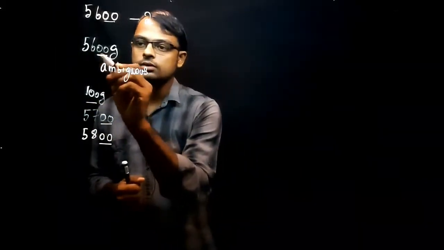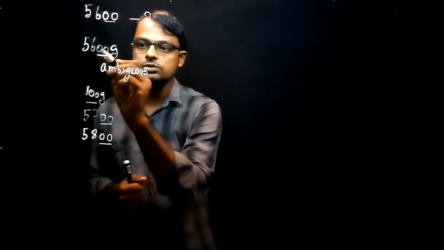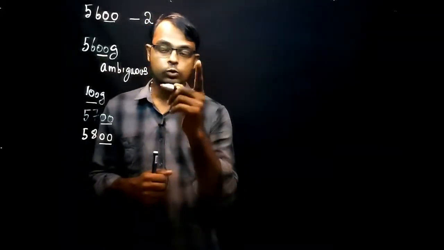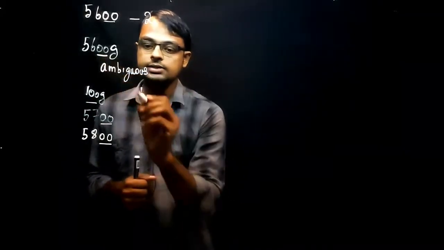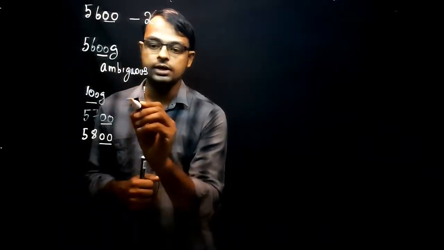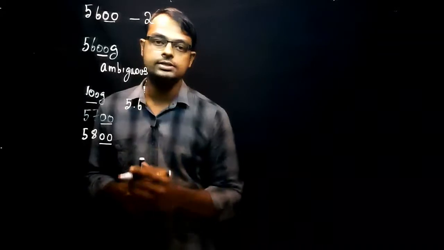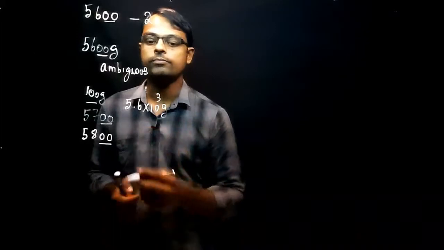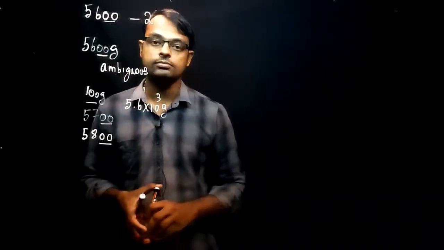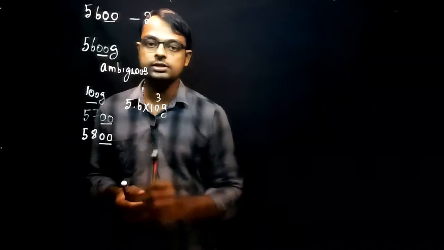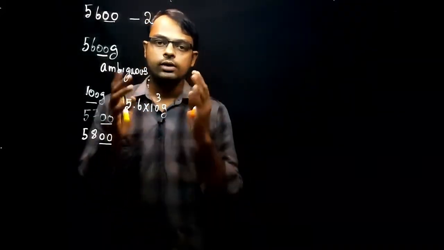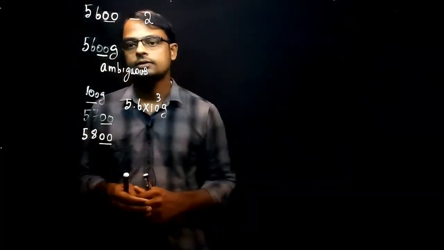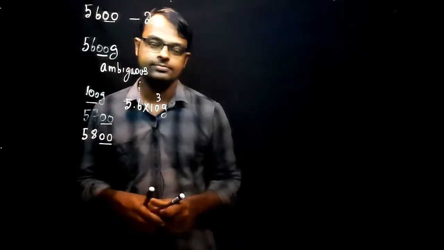So how many significant figures are there in 5600 gram now? Only two significant figures. Correct? So how can I write this number when the least count is 100 gram? 5.6 into 10 to the power 3 gram. Clear? So how many significant figures are here? Only two.